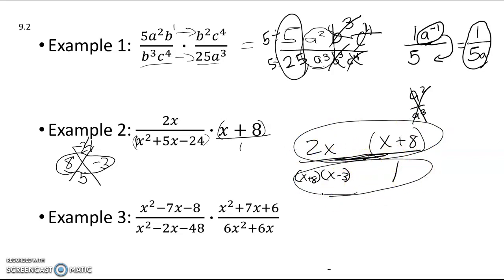And just as I did with my one rational expression, I want to find factors that will cancel out on top and bottom. If I look here, I've got an x plus 8 on the bottom and an x plus 8 on top, so I can cancel those out. That's all I can cancel out. Then from there I just multiply 2x, which just stays as 2x, and then x minus 3 times 1, which just stays as x minus 3. That right there would be our final answer.